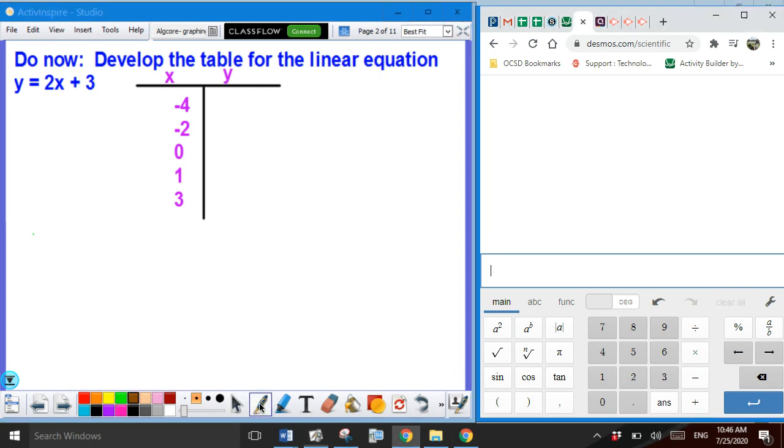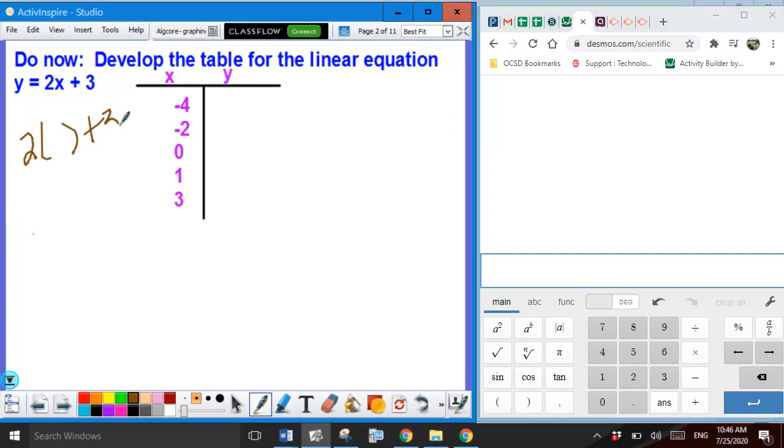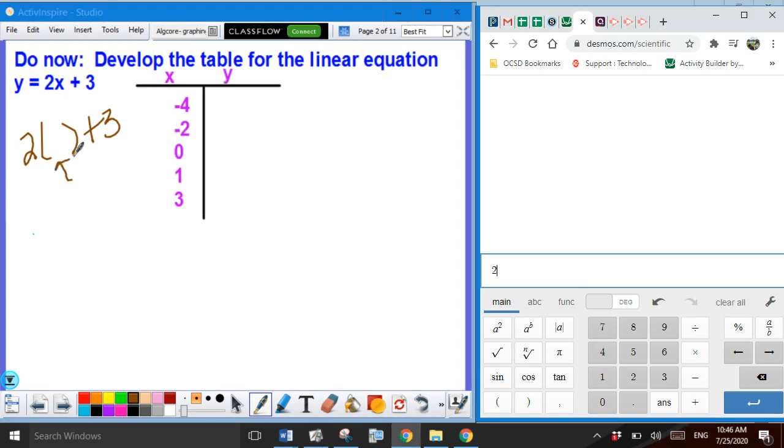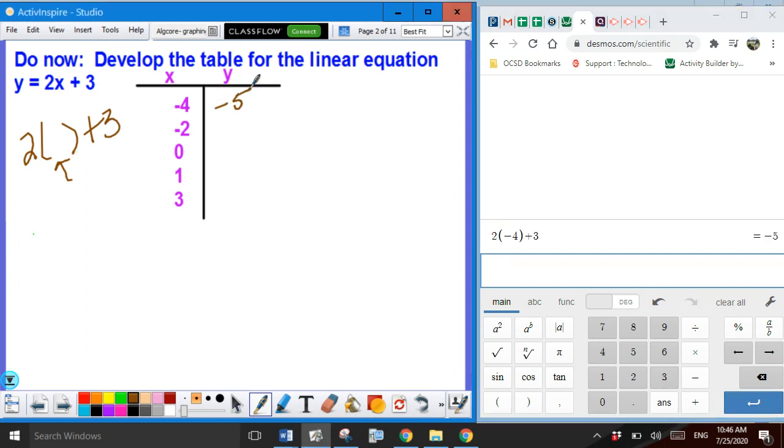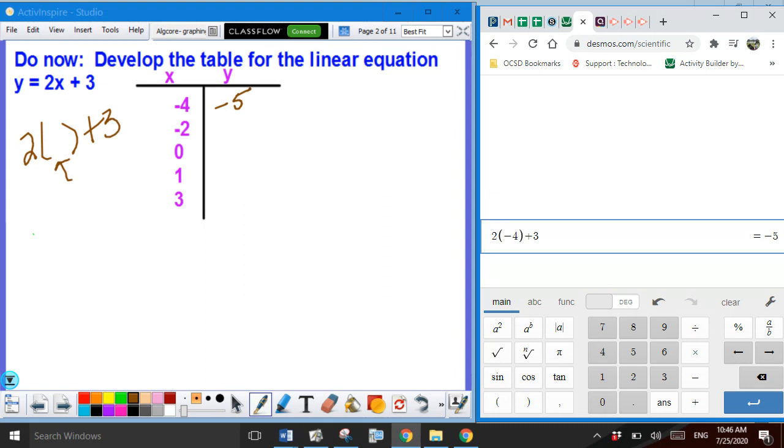All right, let's see how you did. I remember that from yesterday, I was supposed to substitute. So I'm going to make use of my parentheses. So 2 parentheses, I'm going to put in a -4 parentheses plus 3. So that first answer is -5. And then if I go back up there and change that to a -2, I come up with a -1. And then I come up with a 0. And I get a 3.